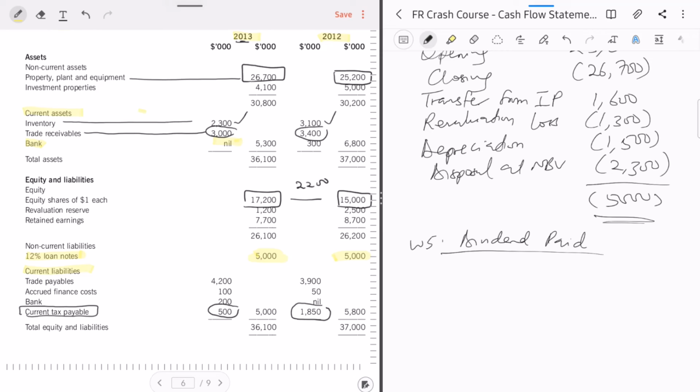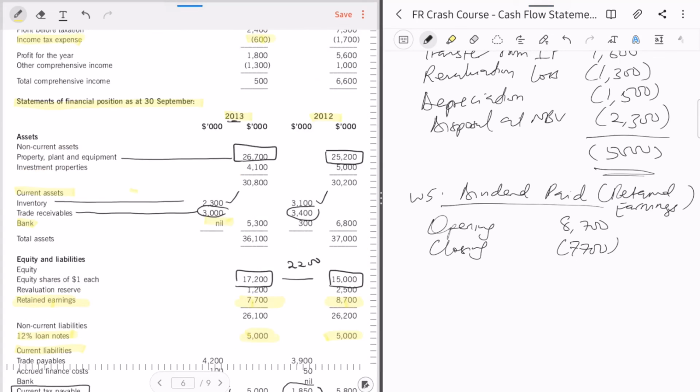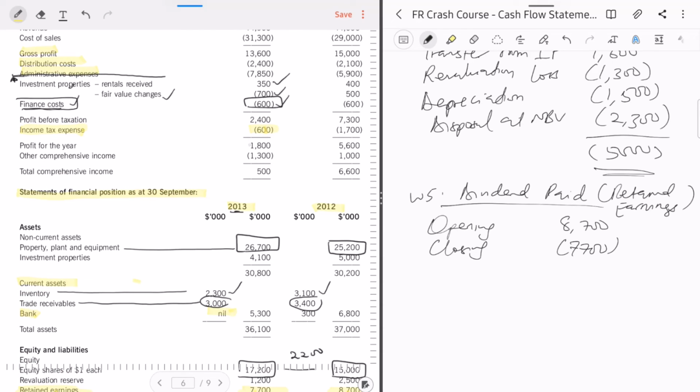Let's go to the balance sheet. You can see here retained earnings, right? It was 8,700, it's now 7,700, right? So let's use retained earnings. What is my opening retained earnings? I have here 8,700. The closing is 7,700. Agreed. So what we need to do is let's come to the P&L and let's pick the profit for the year. So here, profit for the year is 1,800.